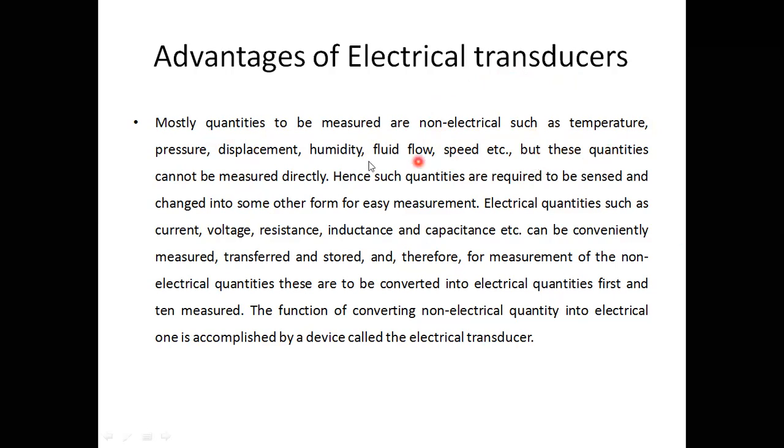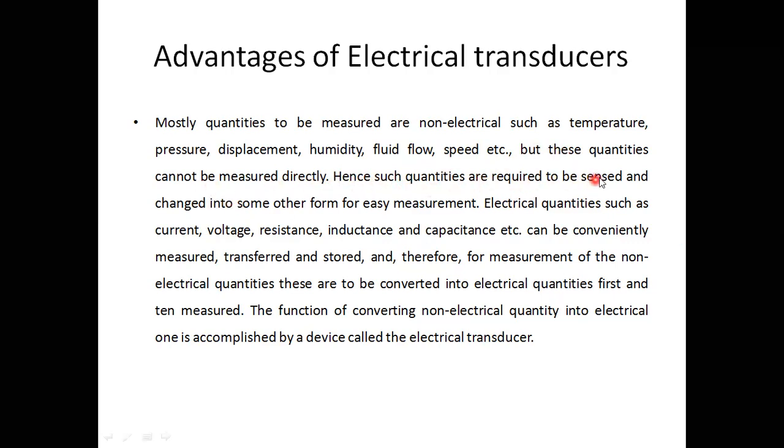And these parameters cannot be measured directly. For example, I want to measure the temperature of a molten metal. It is not feasible for me to use an instrument in contact with the molten metal, in contact with the source of input. Why? Because if I put that instrument in the molten metal, then the instrument itself will melt. So there are so many instances which cannot be measured directly.